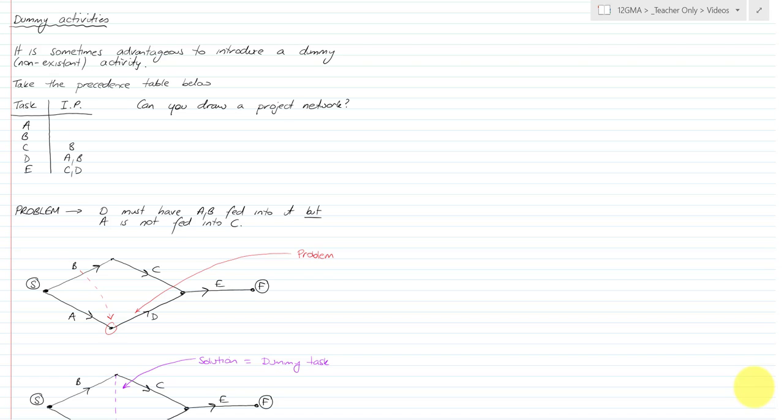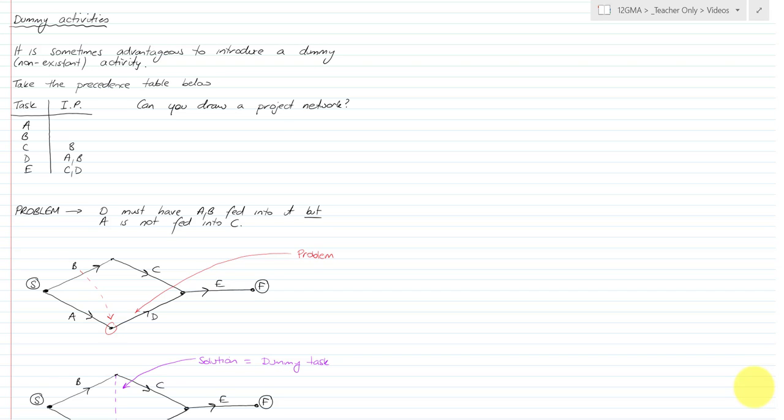I've got a really simple precedence table here, where A and B can happen at the start, C relies on B, D relies on A and B, and E relies on C and D. An innocent looking precedence table initially, but let's have a look at the problem that's created. D must have A and B fed into it, but A is not fed into C.